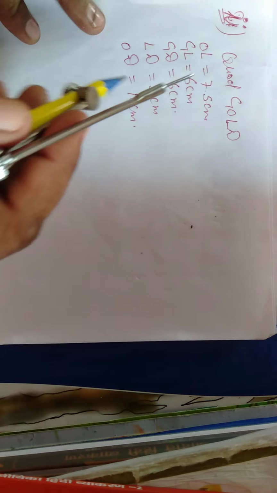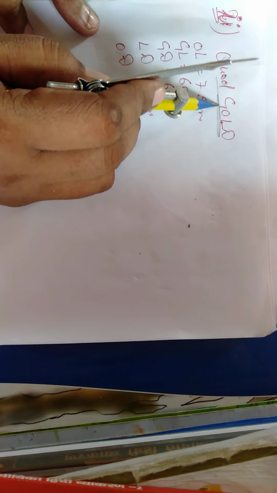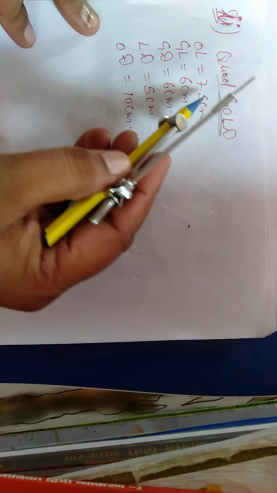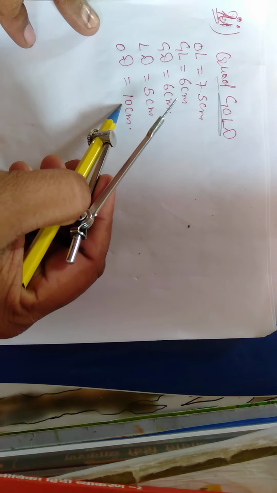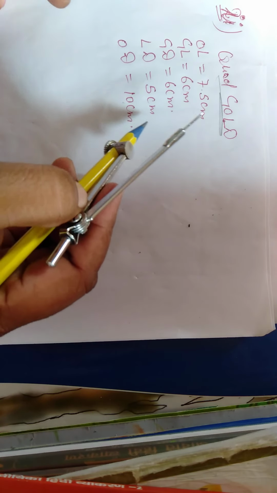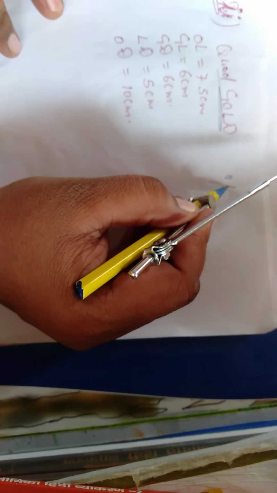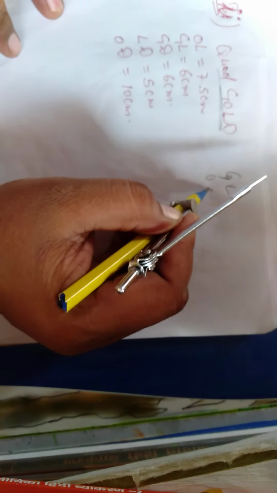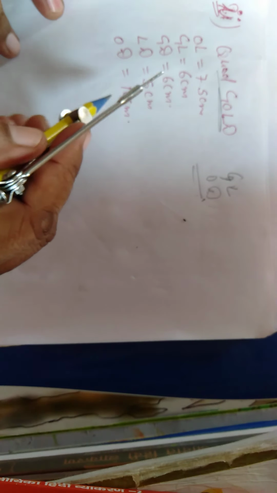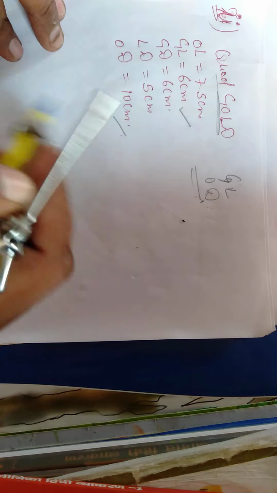Let us come to the second part of the first question. We have to construct a quadrilateral GOLD, in which we have been given five measurements. All are lengths, so there must be one or two diagonals. Let us check the diagonals in GOLD: GL and OD. Both are diagonals. OD is given, and GL is also given.